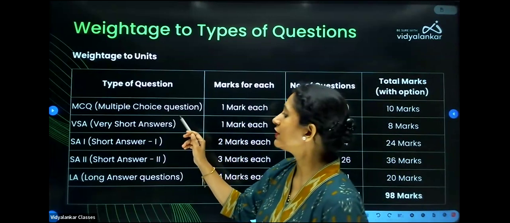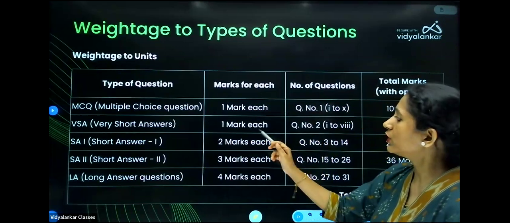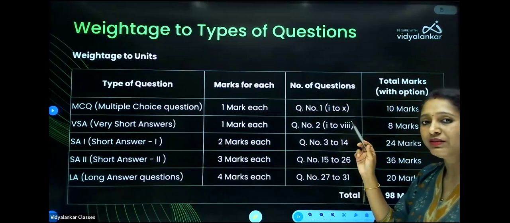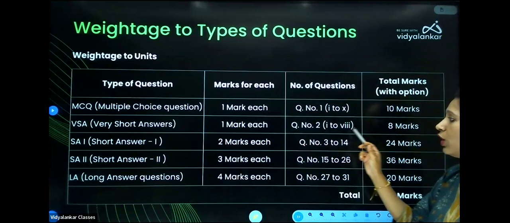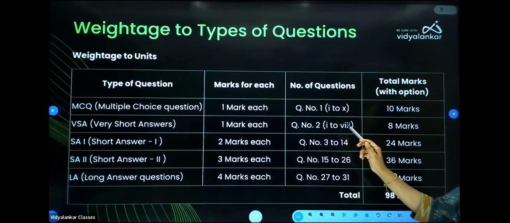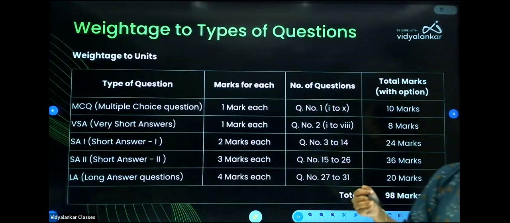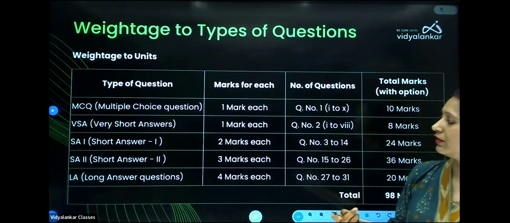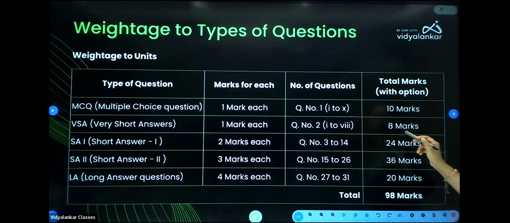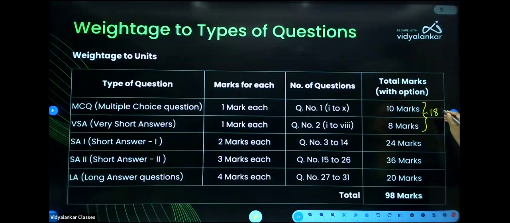Question 2 of section A, again with 1 mark each. You need to attempt all the 8 questions under question 2. Here you are expected to write the answer in one word or one sentence. Again, this is with 8 marks. So section A total is 18 marks.